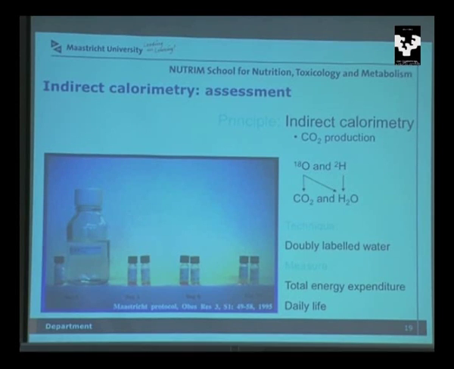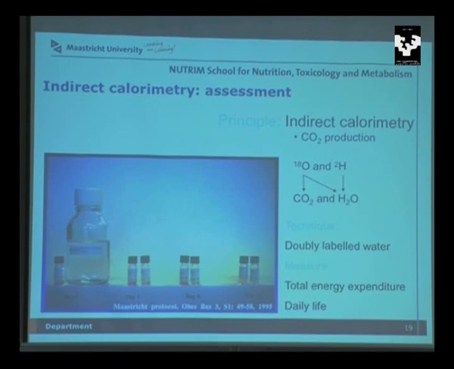Now, how do you do that? We use stable isotopes: the stable isotopes oxygen 18 and deuterium. So in this bottle of water we have normal water, but also water containing both isotopes. The oxygen 18 will leave the body again as CO2, but also as water, as H2O. Deuterium will only be leaving your body as water. So actually the difference between those two elimination rates from the body will give you a measure of the CO2.